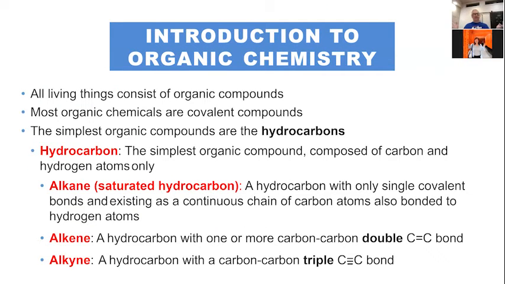So all living things, we all have organic compounds in us. Most organic chemicals are covalent. So as I mentioned, carbon makes non-polar bonds, it makes polar bonds. Very rarely will it make ionic bonds.